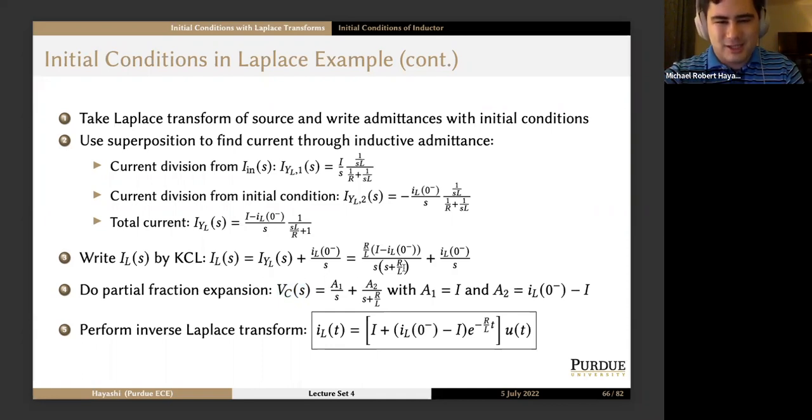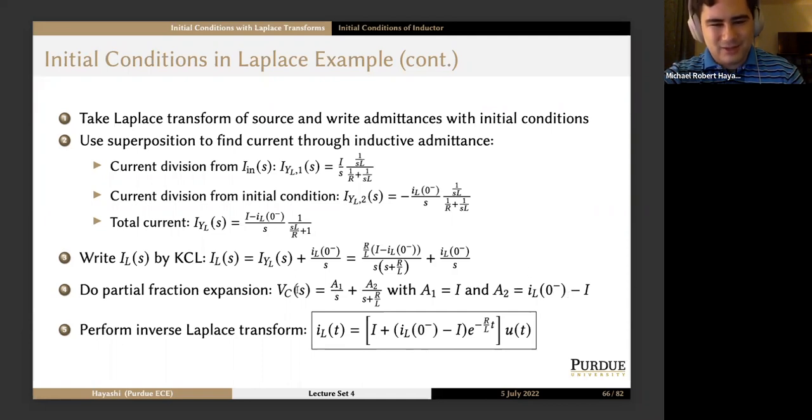Now, you'd have to massage this a little bit to get it into a form you like. But if you were to do partial fraction expansion on this, maybe you would combine some like terms, or get a common denominator. You would get that A1 is equal to I, and A2 is equal to I_L0 minus I.